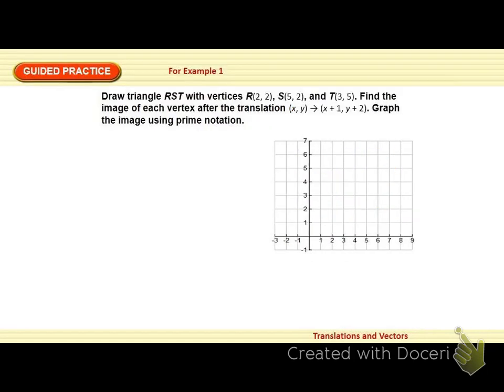Very straightforward, right? All right, so you take a shot at this triangle RST. So R, which is at 2, 2, S, which is at 5, 2, and T, which is at 3, 5. So take that triangle, translate it using this translation rule. So x plus 1, y plus 2. You can stop the video, start it back up, and make sure you're doing okay.